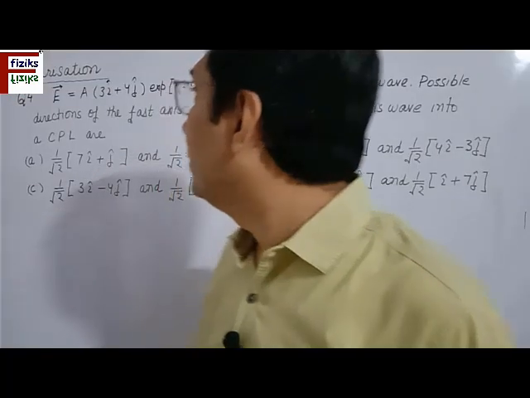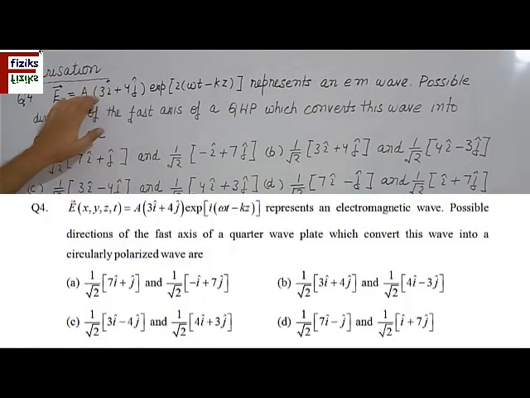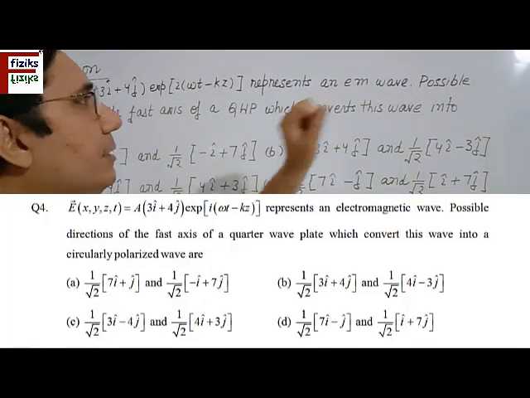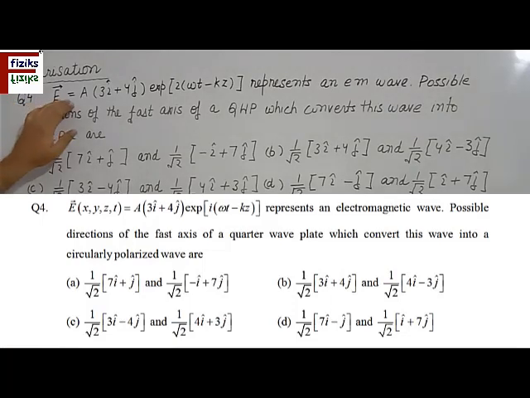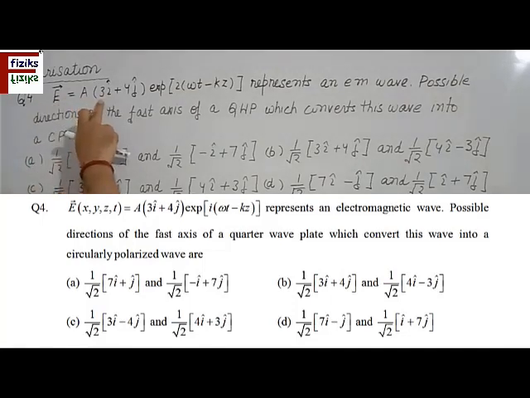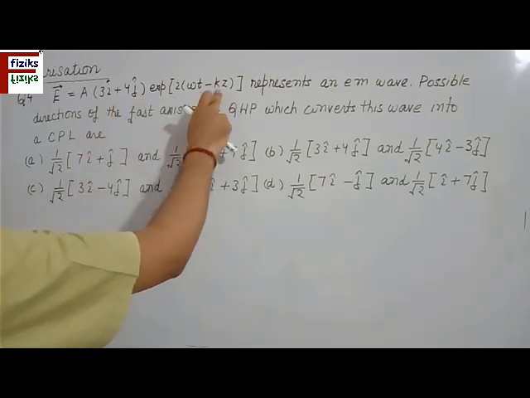So this is question number 4. In question number 4, E is equal to, this expression represents an EM wave. Possible directions of the fast axis of a quarter wave plate which converts this wave into a CPLR. So the 4 options are given here. They have provided us an expression of an EM wave. Here this is an EM wave, E vector, and the direction of E vector is in the direction of 3i plus 4j, and it is propagating in that direction.